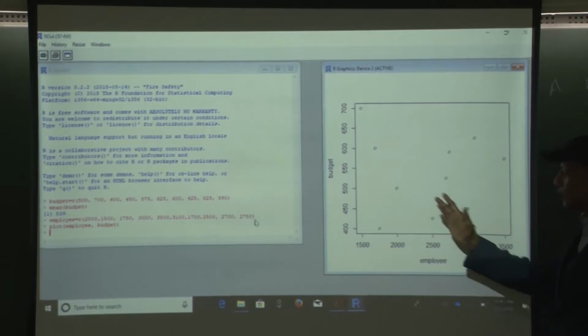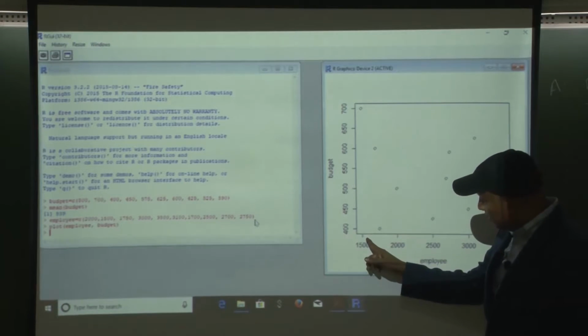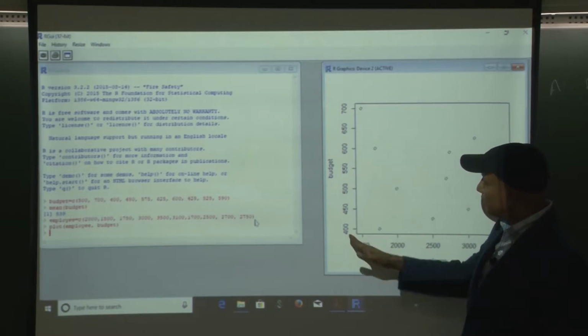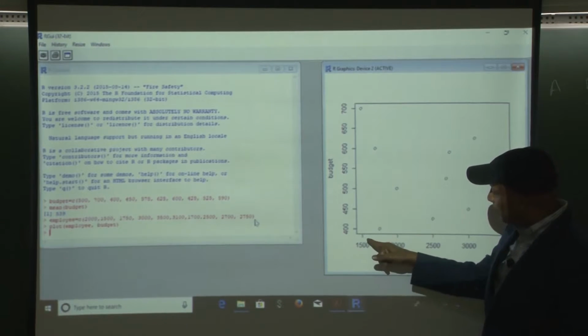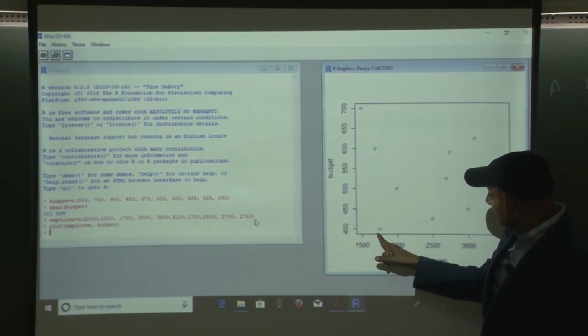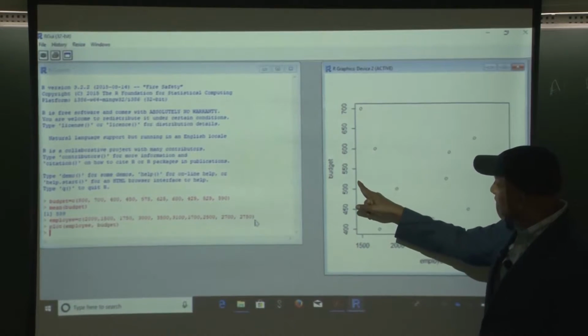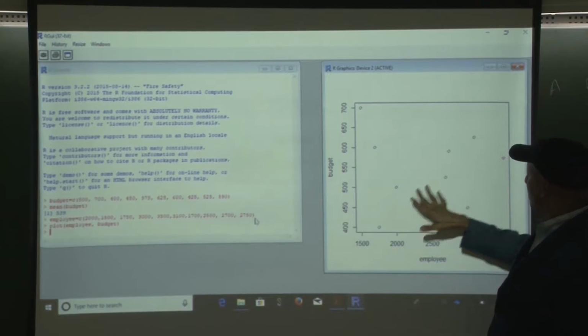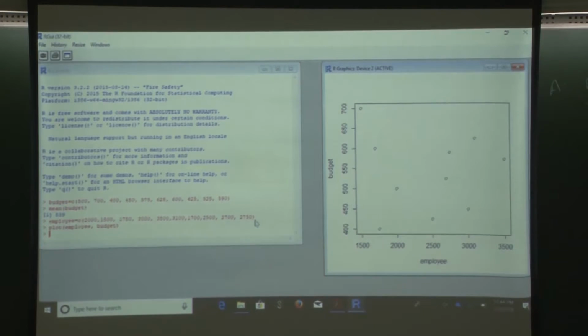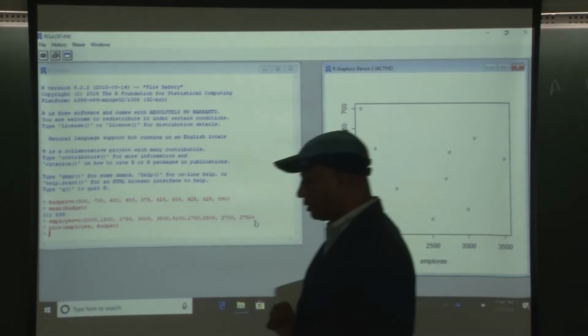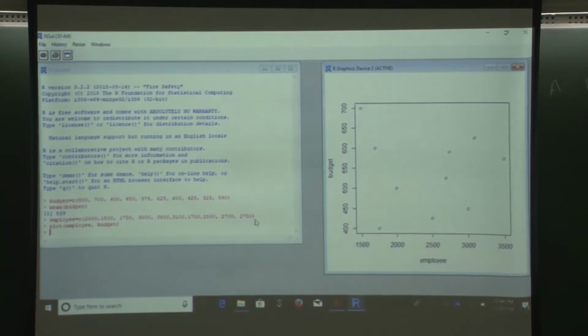Now everybody understands how to interpret a plot, right? If this is the budget, and there are about 1700 employees, then the budget would have been like this. If there are 2000, the budget would be like this, but it looks like it's scattered all around. So tell me, everybody had that basic math class. Tell me any mathematical formula for this relationship.